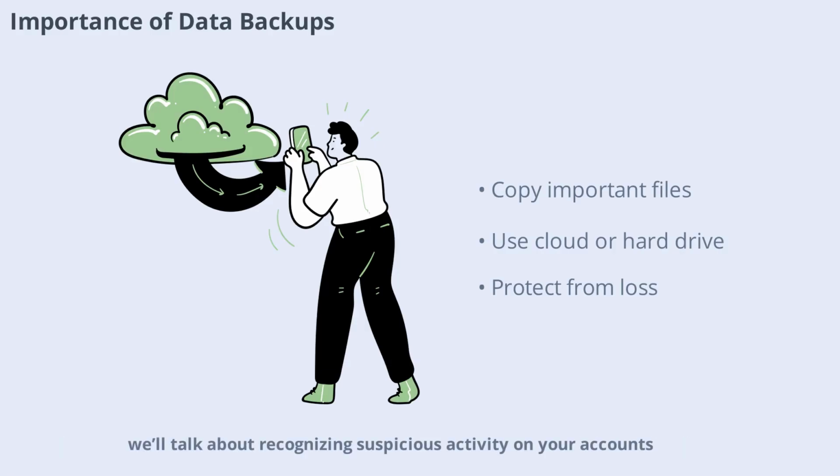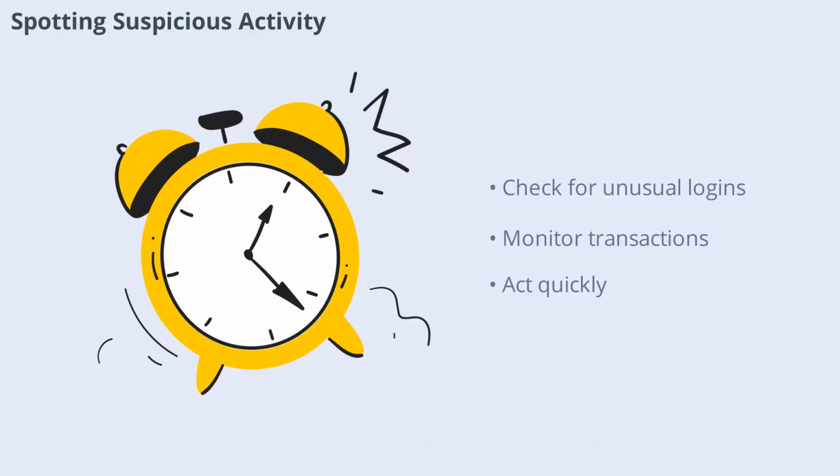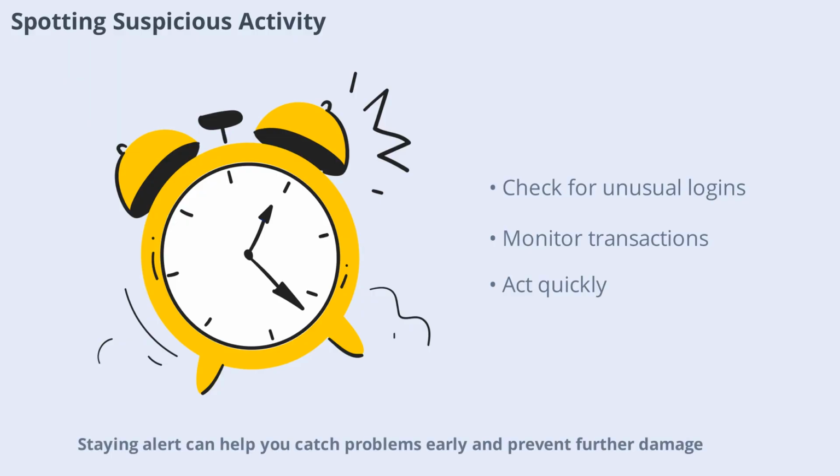Next, we'll talk about recognizing suspicious activity on your accounts. It's important to regularly check your online accounts for any unusual activity. This could include unfamiliar logins, password changes, or transactions you didn't make. If you notice anything suspicious, change your password immediately and contact the service provider. Staying alert can help you catch problems early and prevent further damage.